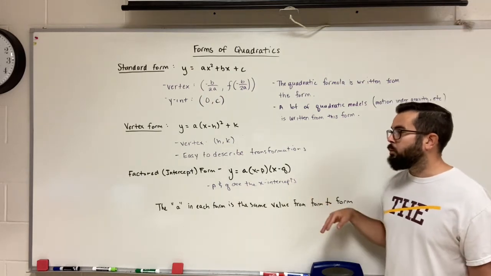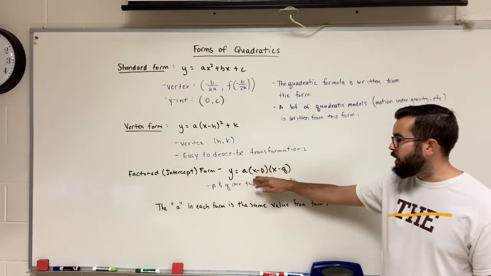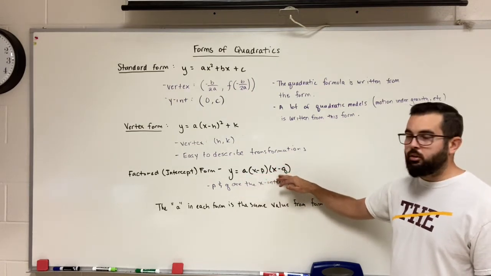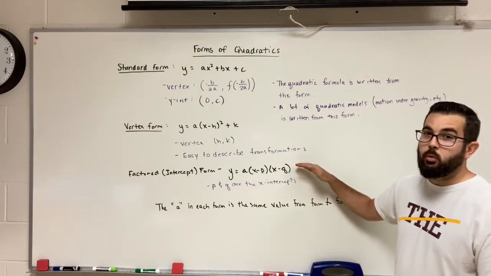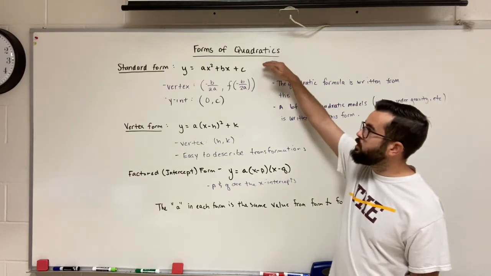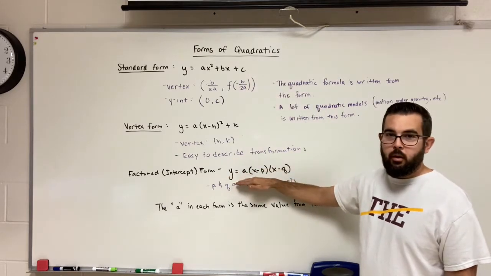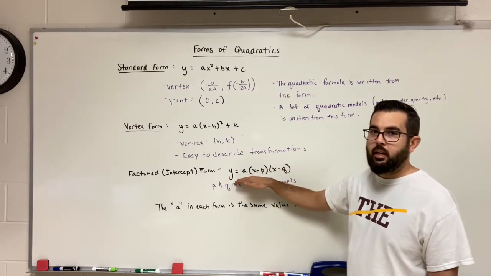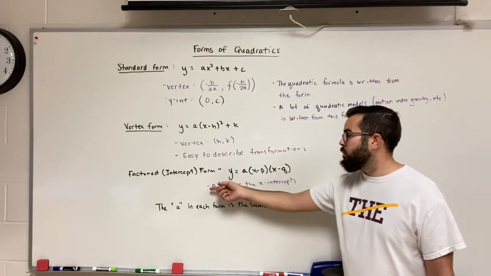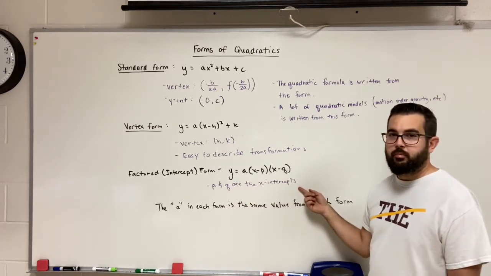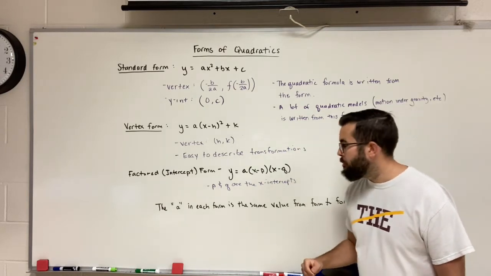All right, then the last form is called factored, or what's called intercept form, which is y equals a times x minus p times x minus q. Now this should look familiar because that's what we sometimes get when we factor from standard form. All right, so we can go from standard form to factored form, hopefully pretty easily right now because we've practiced it a lot. All right, so what we can get from this form, p and q are the x-intercepts. All right, this form is very handy for understanding where the x-intercepts are.